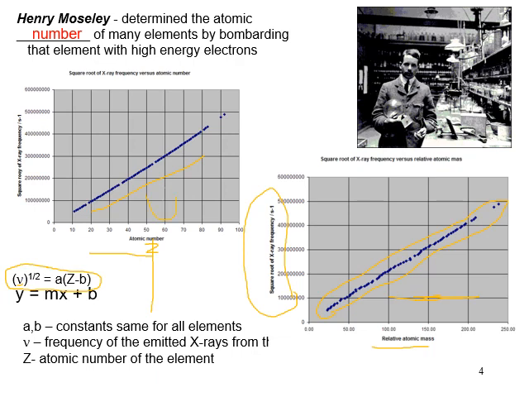So anyway, that's what Mr. Moseley did. He was 26 years old when he determined that relationship.